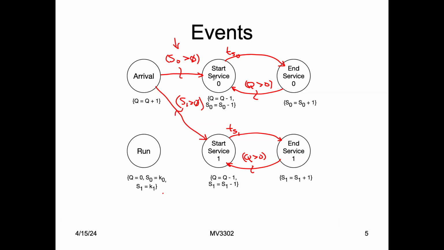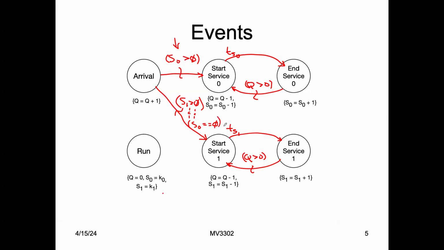Okay, so now is that reasonable? No, that's not. So what is the rule? The rule is that if a type 0 server is available, they'll take that one. So this is the only condition we need. But what is the condition under which we will start service on a type 1? Exactly, there are no type 0 servers available. And how do we express that? By saying S0 must equal 0.